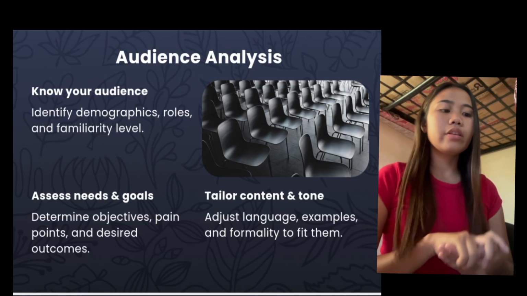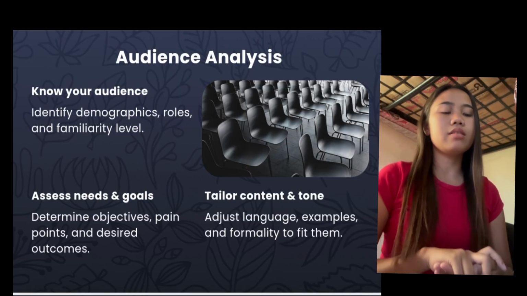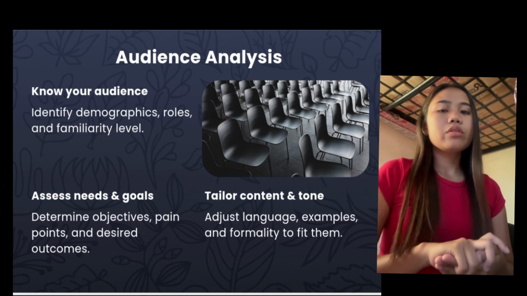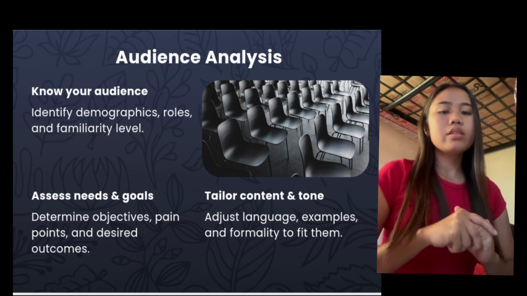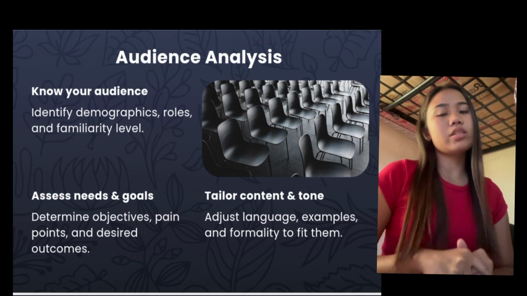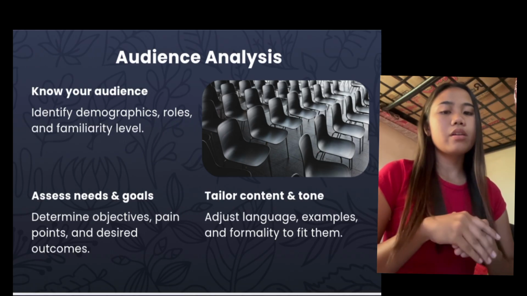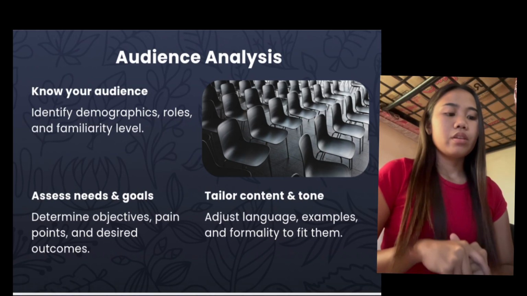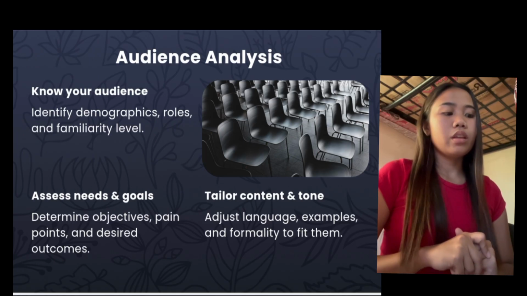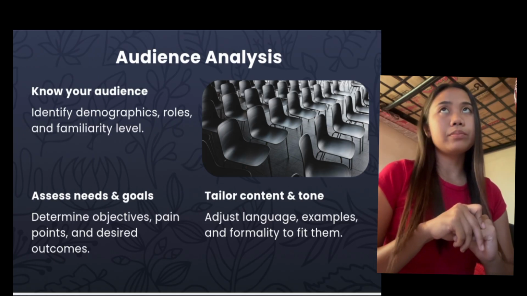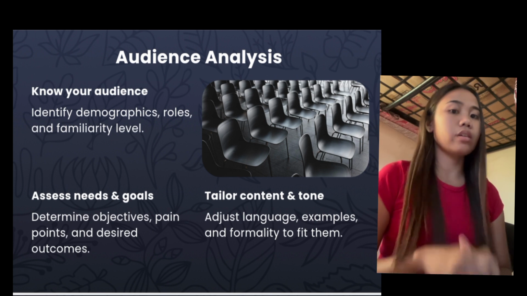And now, let's move on to the audience analysis. Number 1 is know your audience. Understanding what your audience is, such as their age, knowledge levels, or background. For examples, if you are presenting to high school, then you should use simple words or grammars.